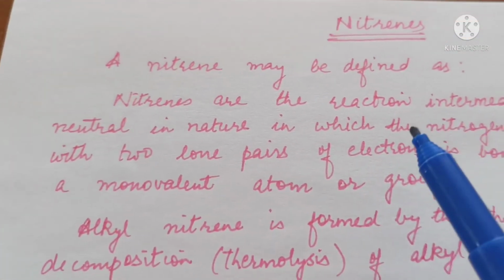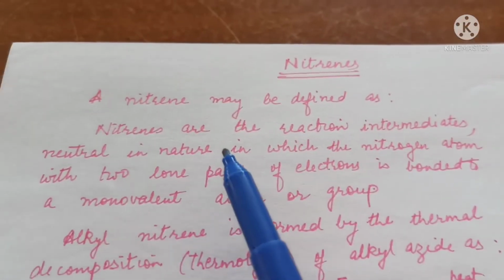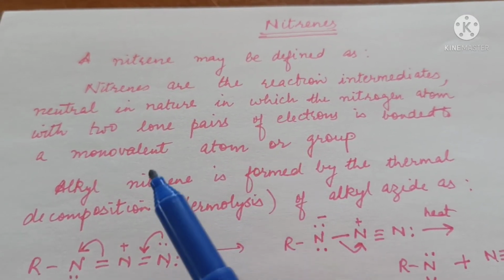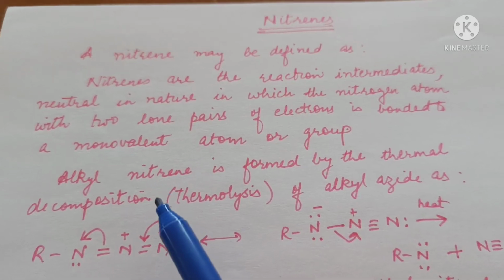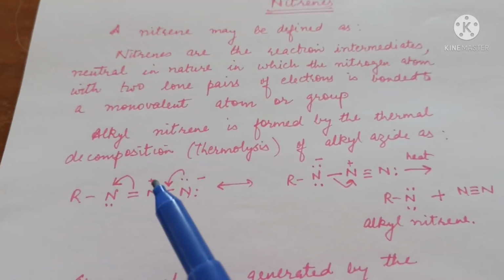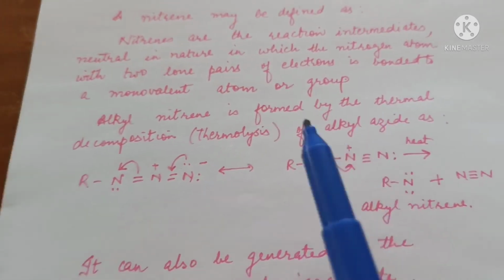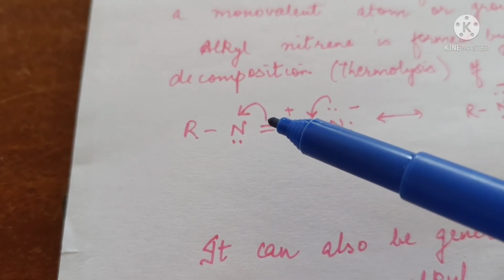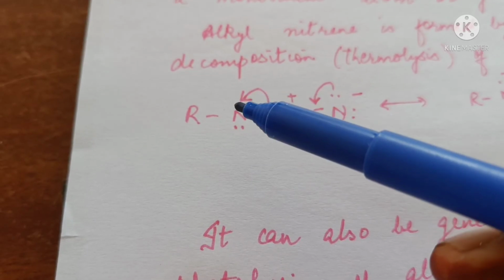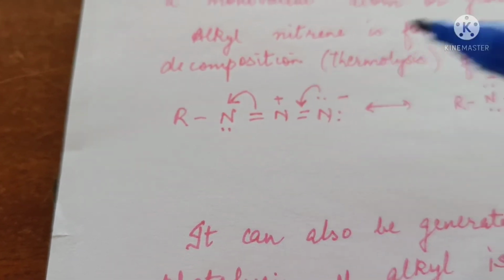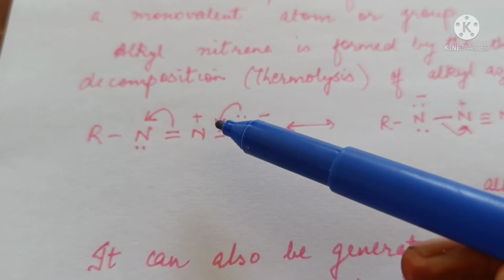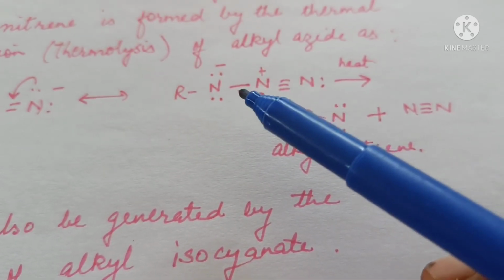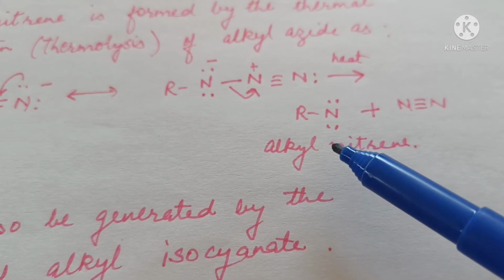Nitrenes are reaction intermediates which are neutral in nature, and the nitrogen atom has two lone pairs of electrons and is bonded to a monovalent atom or group. Alkyl nitrene is formed by thermal decomposition of alkyl azide. The azide contains 3 nitrogen atoms. Of these, there is a migration of one of the pairs of electrons to the nitrogen atom, resulting in a single bond here, and the lone pair of electrons moves to this side, resulting in a triple bond here. These electrons are also lost and nitrogen is released, resulting in formation of alkyl nitrene.